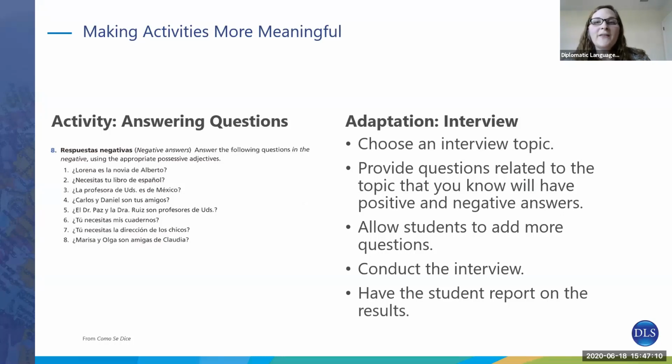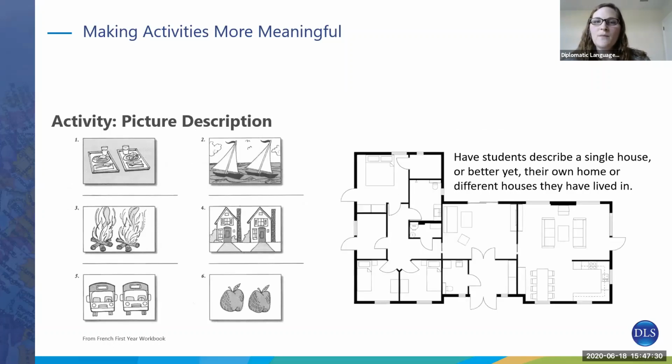As they're asking and answering the questions in the interview process, as they're exchanging that information, they're practicing the form that you are focusing on. But then again, as they're reporting the results of the interview, that also is an opportunity for them to practice. Okay.